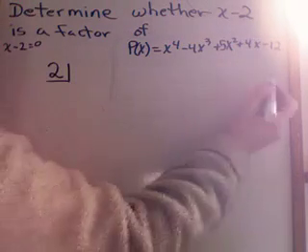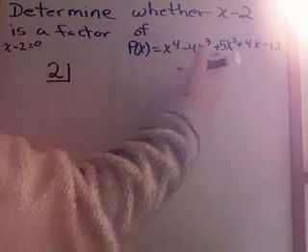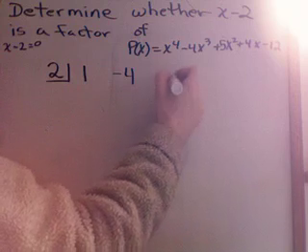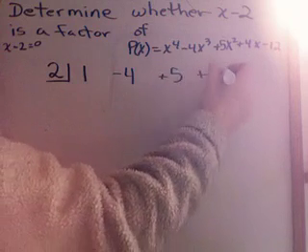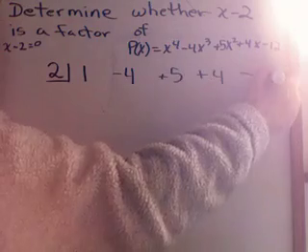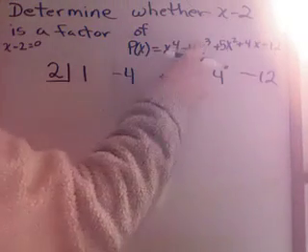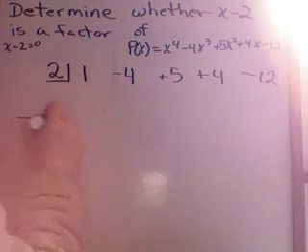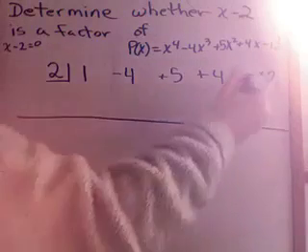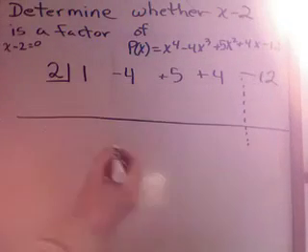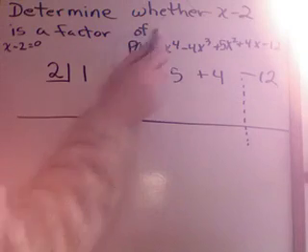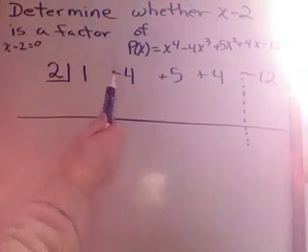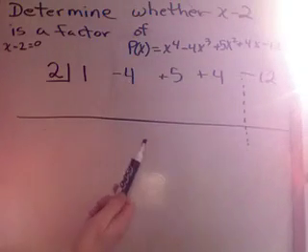Do you remember what numbers to write across here? Coefficients, just the coefficients. So 1, negative 4, plus 5, plus 4, minus 12. Double check to see that the exponents go down in order. If there's a missing exponent, you put a 0 in one of these spots. All right? When you get ready to go, get ready for the remainder here. Now, if x minus 2 is a factor of this polynomial, will I get a remainder?